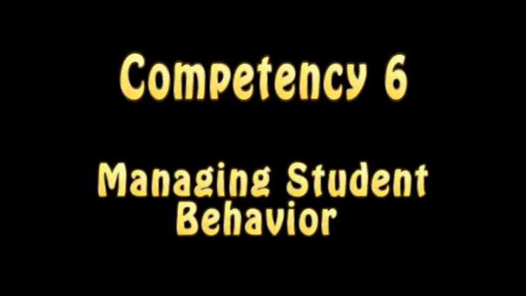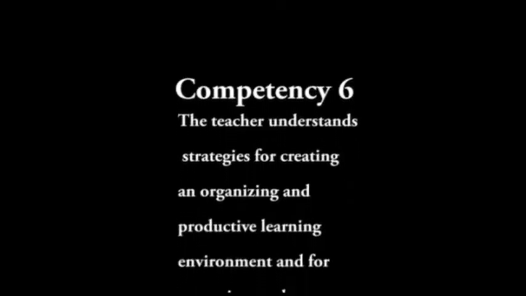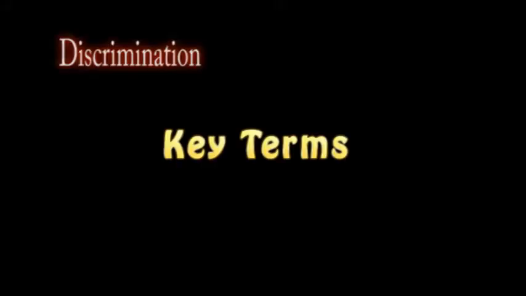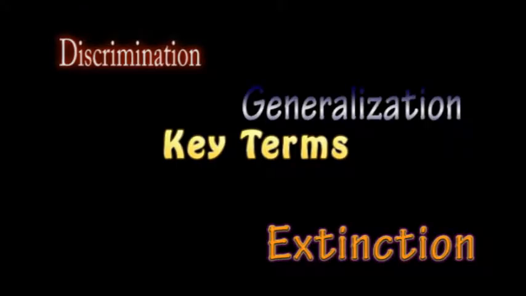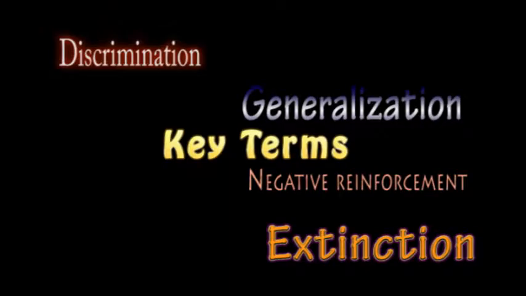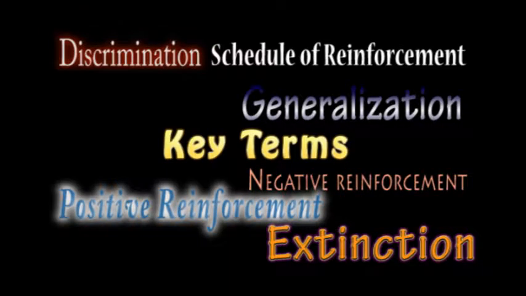Competency 6. Managing student behavior. The teacher understands strategies for creating and organizing a productive learning environment and for managing student behavior. Key terms: discrimination, extinction, generalization, negative reinforcement, positive reinforcement, schedule of reinforcement, shaping.